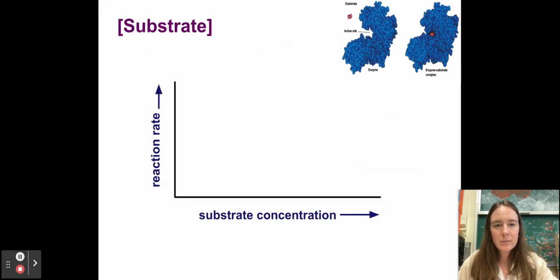So let's first talk about substrates. If we look here at this graph, we can see that the y-axis is graphing reaction rate and the x-axis is graphing substrate concentration.